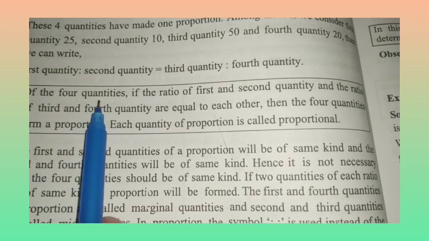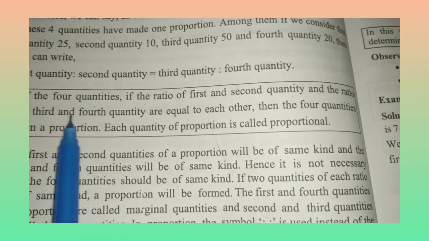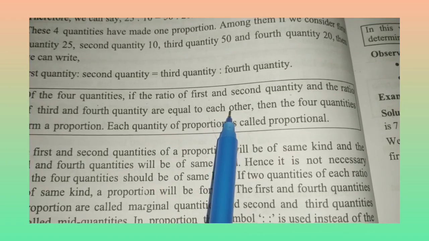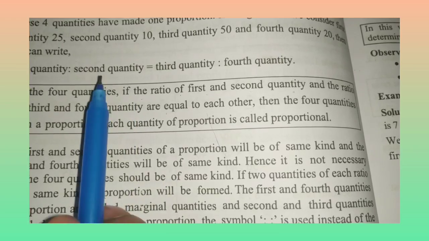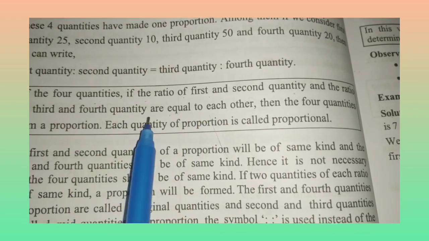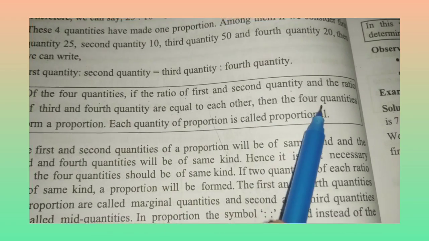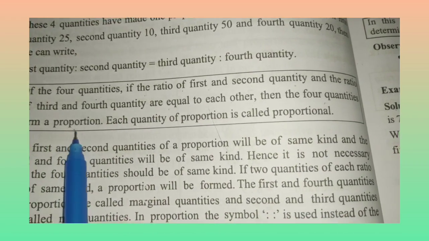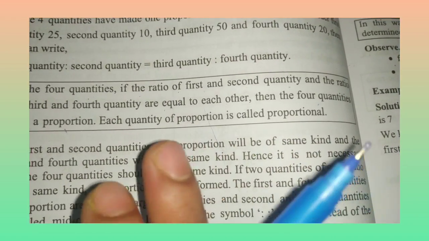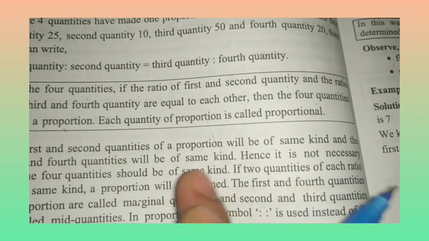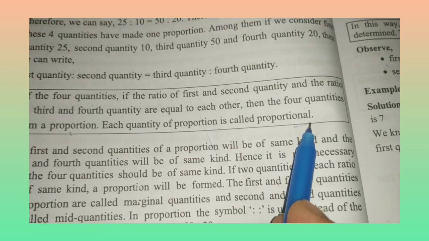So of the 4 quantities, if the ratio of the first and second quantity and the ratio of the third and fourth quantity are equal to each other, you have seen already, right? The first ratio was 5:2, the second ratio was also 5:2. So the ratios were equal. Then the 4 quantities form a proportion. So for forming a proportion, we need to have 2 scenarios where the ratios are equal. Each quantity of a proportion is called a proportional.